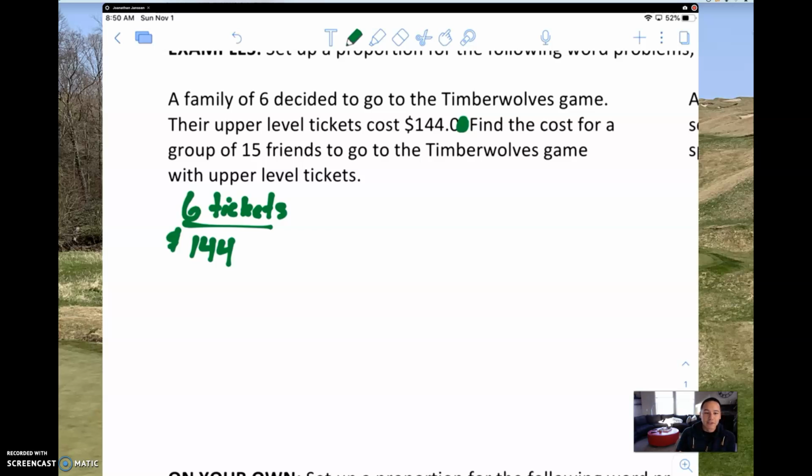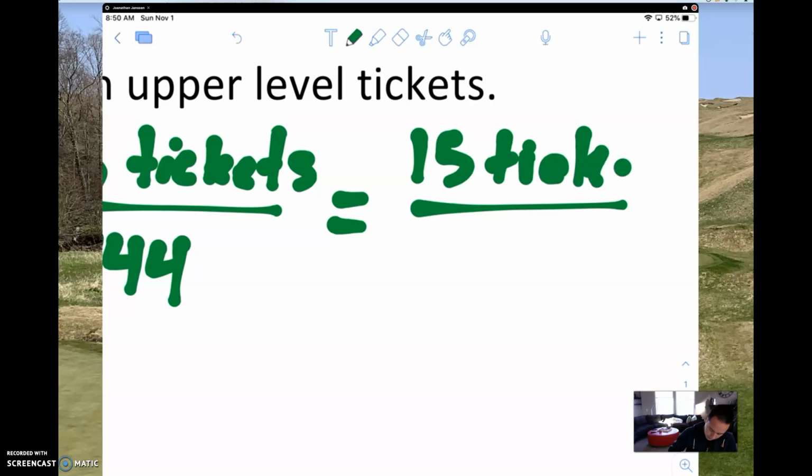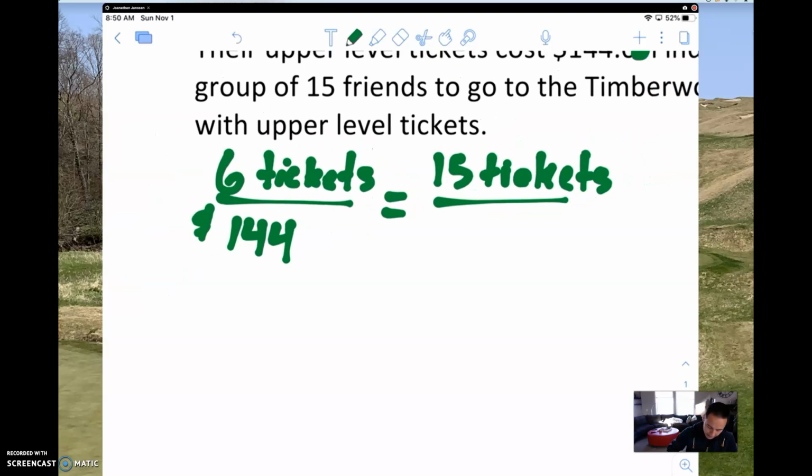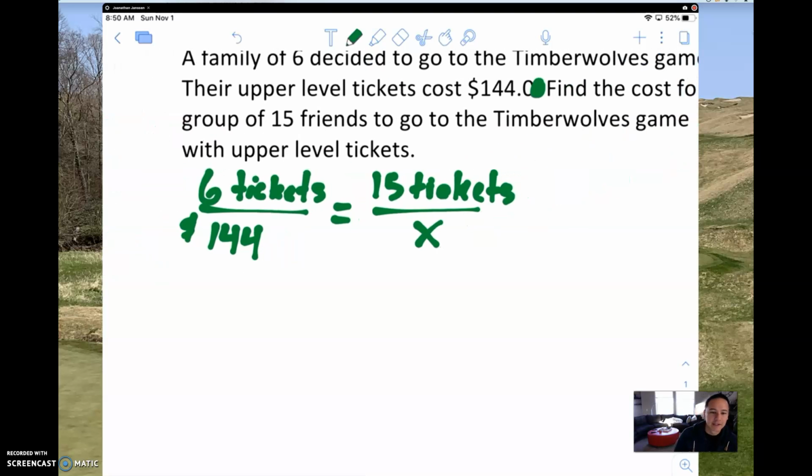Now it says to find the cost for a group of 15 friends. So if you've got 15 friends that want to go, they're going to need 15 tickets. So we are going to make sure that we match up tickets on the top with tickets on the top. So we're going to put the 15 tickets here. And then it's asking how much money is that going to be? We don't know how much it's going to be, so we're going to call that X. So we know that 6 tickets cost $144, and we want to know how much 15 tickets will cost. Hopefully you see that the tickets will match with the tickets, and the dollars will match with the dollars.